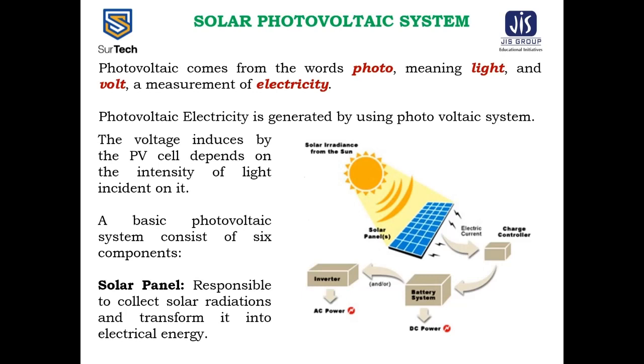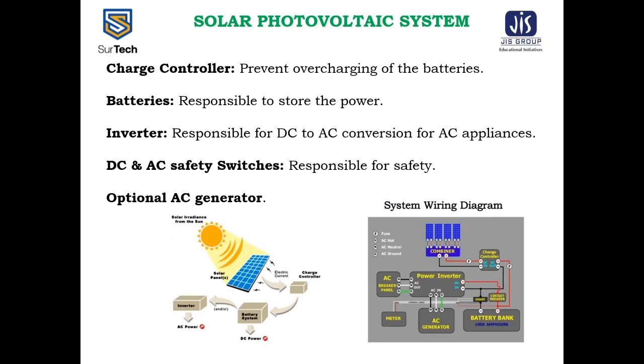The solar panel is mainly responsible for collecting the solar radiation and transforming it into electricity. The charge controller prevents the overcharging of the batteries. Batteries are responsible for storing the power. The inverter is responsible for DC to AC conversion for AC appliances, and the DC-AC safety switches are responsible for safety purposes. The optional infrastructure is the AC generators to generate AC.